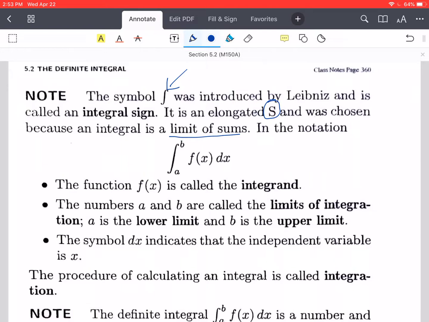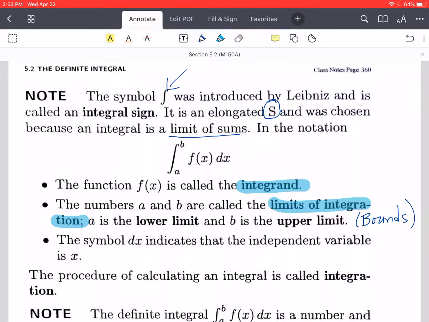So in this common notation here, some things to note. f of x, that inside part, is the integrand. So the integrand is whatever function we are integrating, whatever function we're taking the integral of, or finding the area beneath, if you want to think about it that way. The numbers a and b are called the limits of integration. Another word that you'll hear me use for them is the bounds.